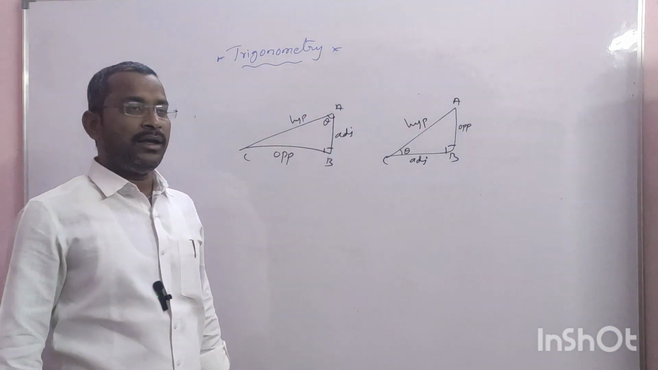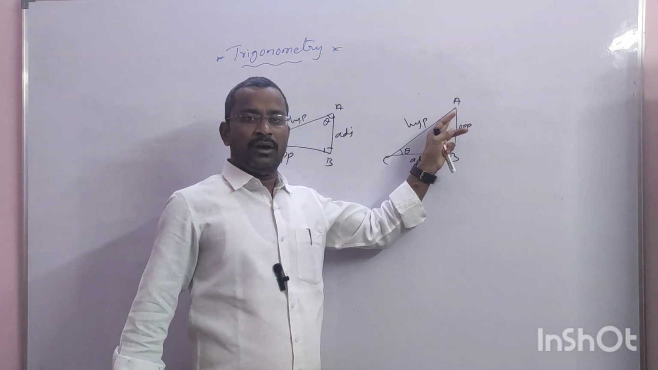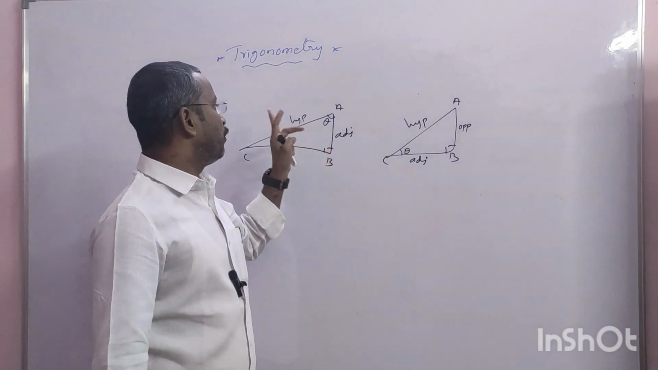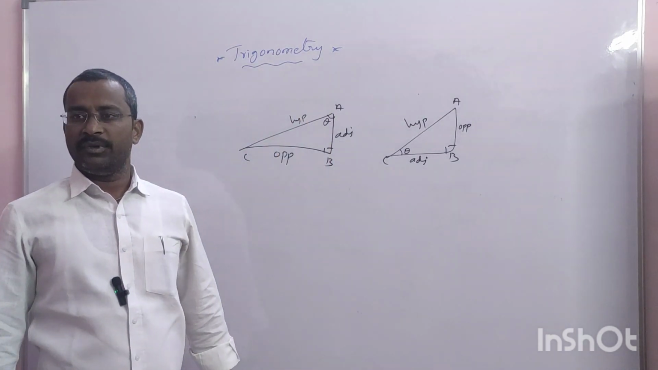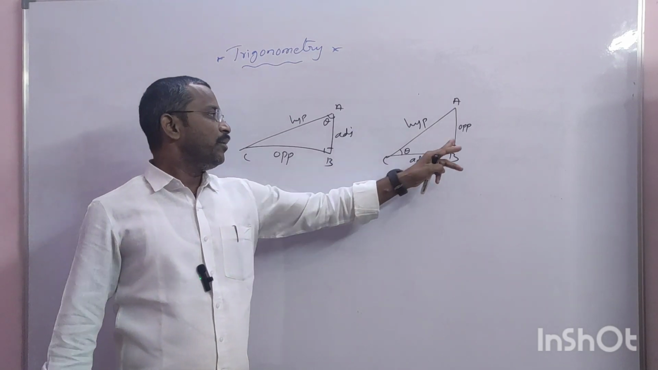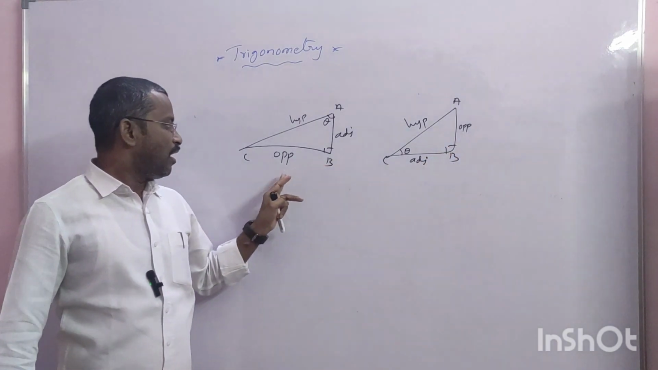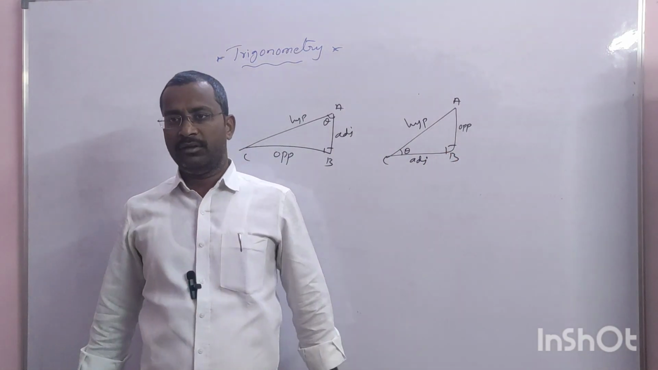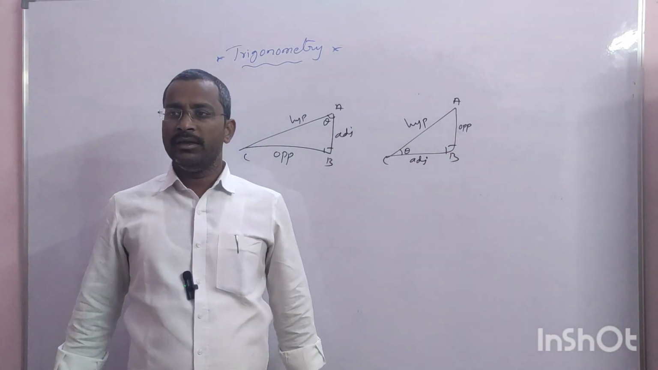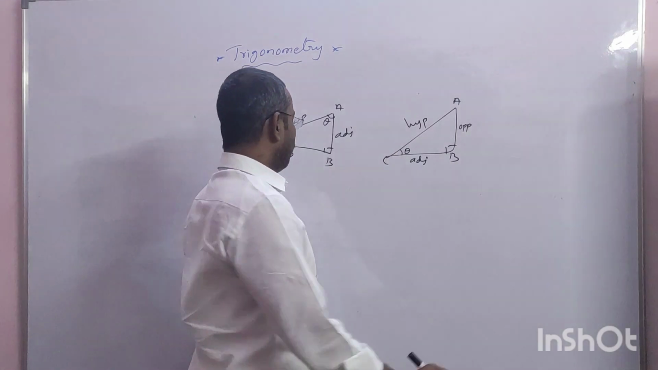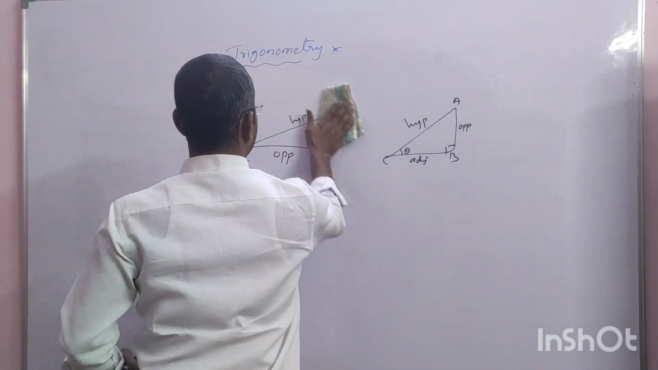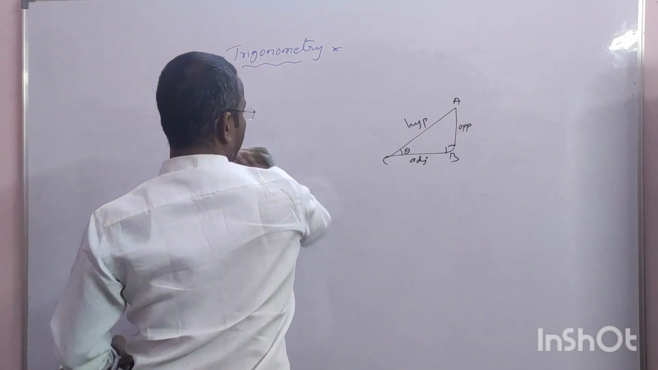What happens usually? Based on your position, opposite becomes adjacent and adjacent becomes opposite, but the hypotenuse remains the same. That is exactly the difference between here: the positions of opposite and adjacent are swapped, but the hypotenuse is the same. Now based on this, let's take this triangle. We will use theta to represent the angle.